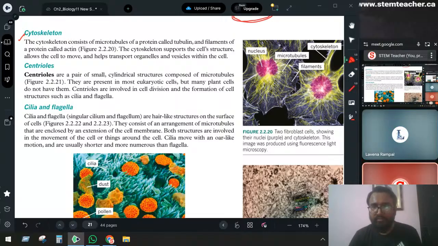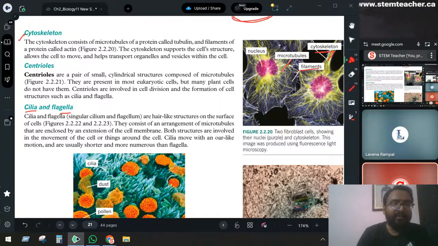So this is called cytoskeleton. This entire part is cytoskeleton. It will contain microtubules, and this is a nucleus, and it is a filament. And you can see this in the cilia and flagella also. They are the tail-like parts which will be linked with other cells.